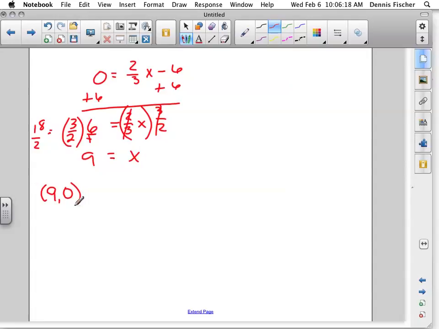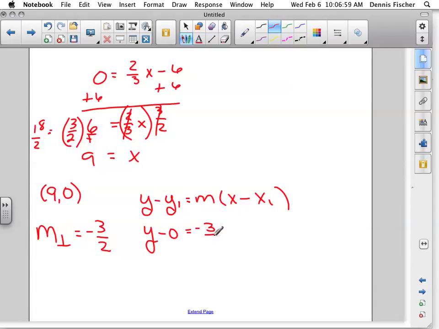Now the question says write an equation in slope-intercept form of a line perpendicular to the graph of the equation and passes through the x-intercept. So perpendicular to 2/3 x minus 6, what would the slope be? Negative 3/2. Perpendicular is opposite reciprocal, so negative 3/2 we're going to use. Now we set up the equation y minus y1 equals negative 3/2 times x minus 9. Find our point. Y minus 0 is nice because it's just y. Bringing this through the parentheses, I'm going to get negative 3/2 x plus 27/2. Is that good?